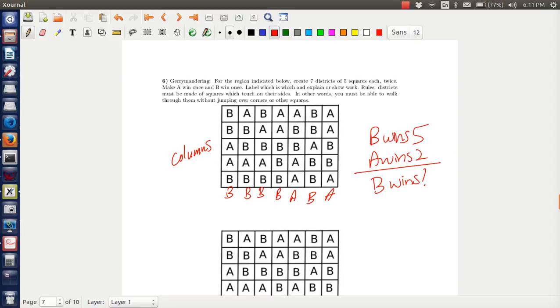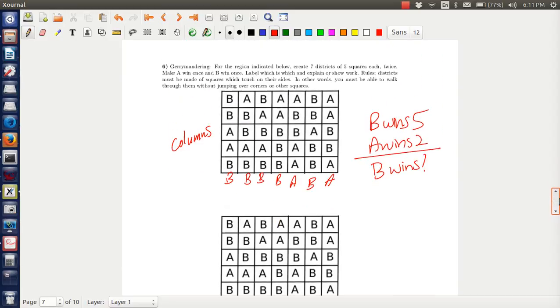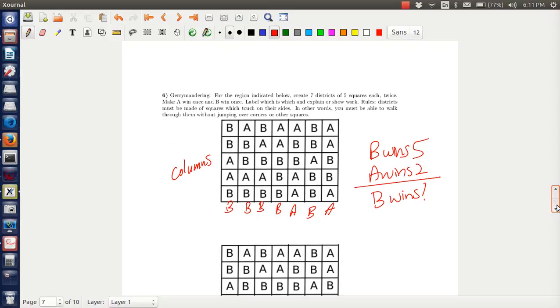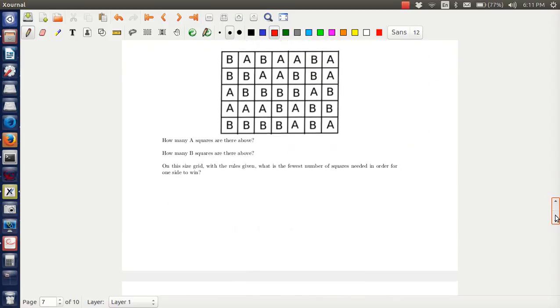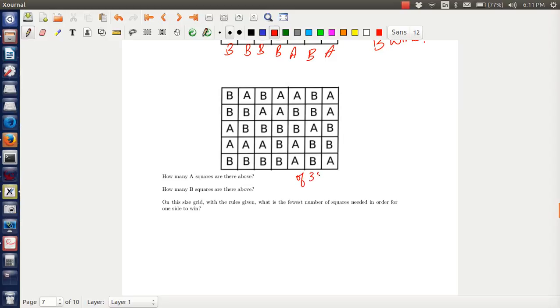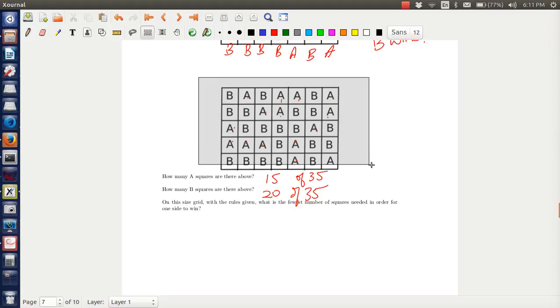Yay. Okay. So that means actually B is the easiest one to make win, because think about it. What do we have? Out of a total of 35, how many of them are A's? 1, 2, 3, 4, 5, 6, 7, 8, 9, 10, 11, 12, 13, 14, 15. So that means 20 of 35 are B's. We can double check that to make sure we counted it right: 1 through 20. Okay.